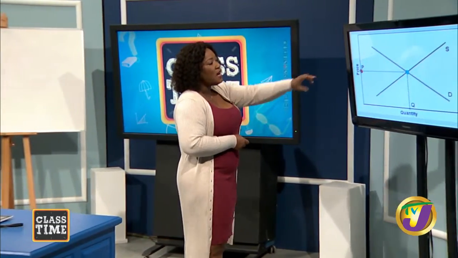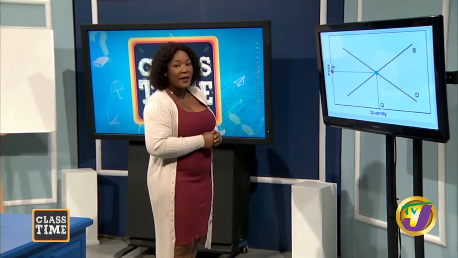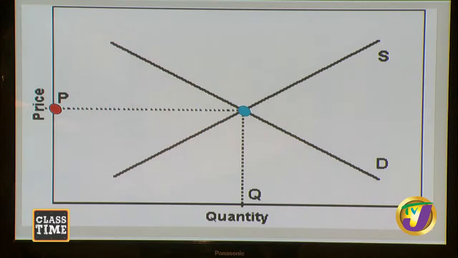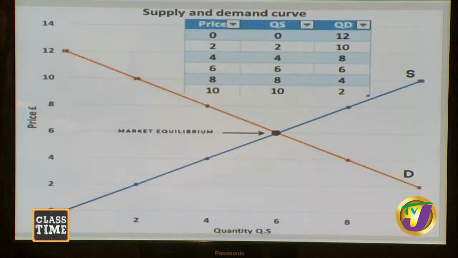So the blue dot here represents the point where both the demand and the supply meet. And the red dot there speaks on the price that we would get when both our demand and our supply curves meet. So at this point will be the best price to sell items, where we have our demand and our supply both equal, right? So let's break it down a little bit further.